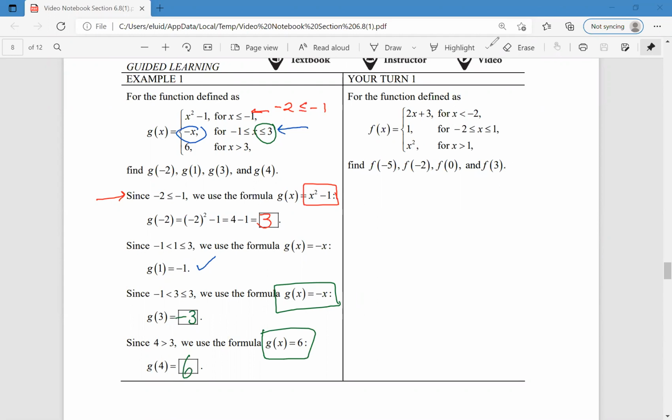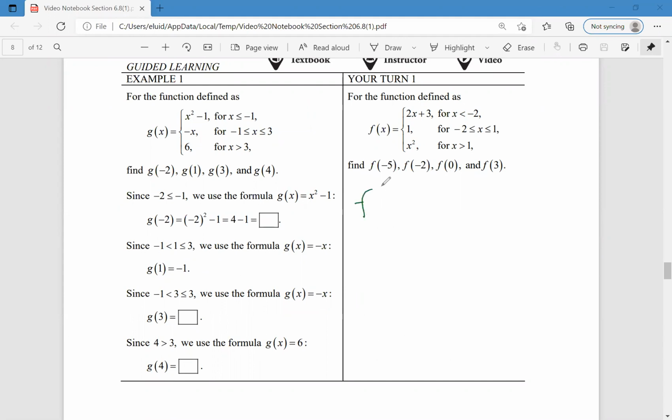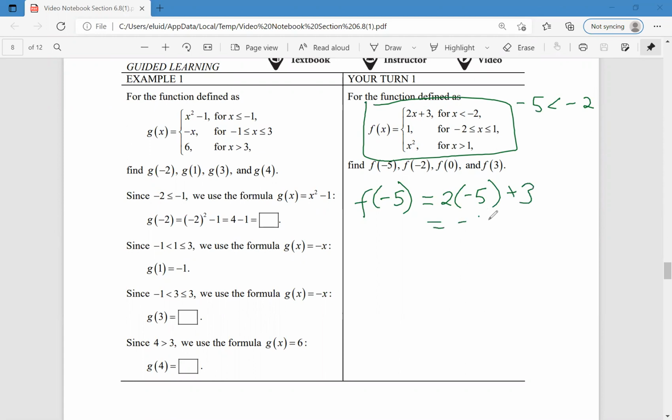Feel free to fast forward through this next part. I'm going to do the your turn. So let's try f of -5. We'll look at our new function up above here. Because -5 is less than -2, we do get to use that first formula. So we'll use the 2x plus 3 formula, which means we'll do 2 times -5 plus 3, which is -10 plus 3, which is -7.